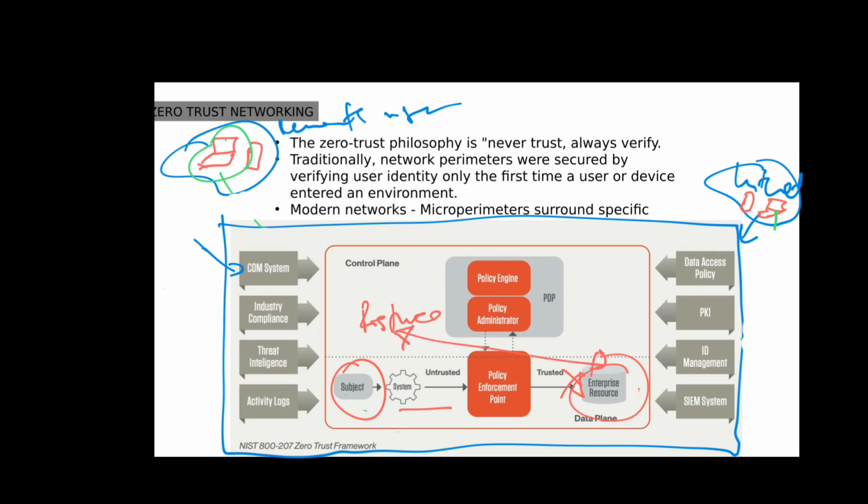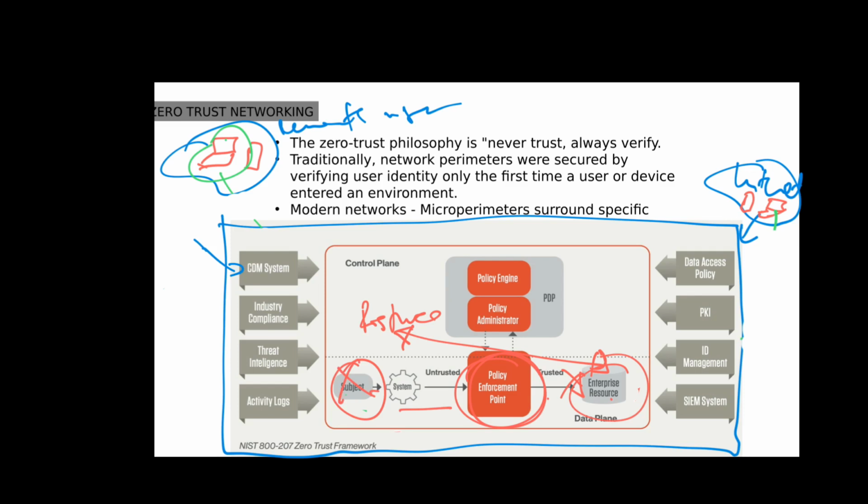And with this posture information, it helps to make a correct decision on whether to provide access, whether to terminate any access to these resources, and whether the resource or the subject is compromised or not compromised.